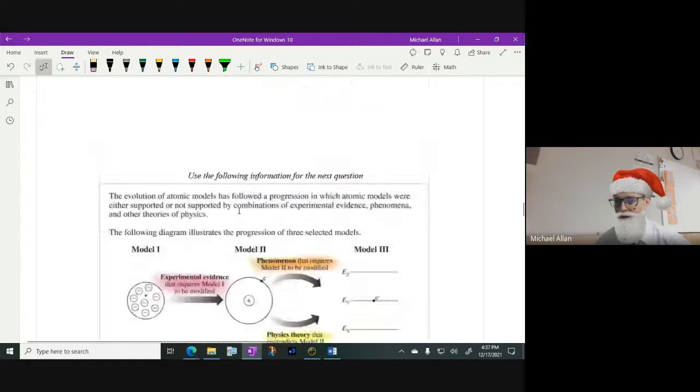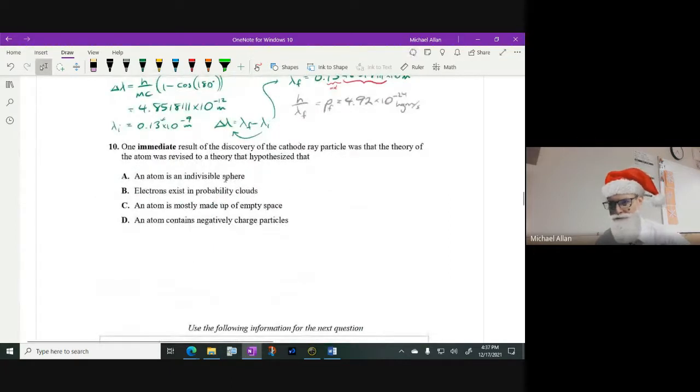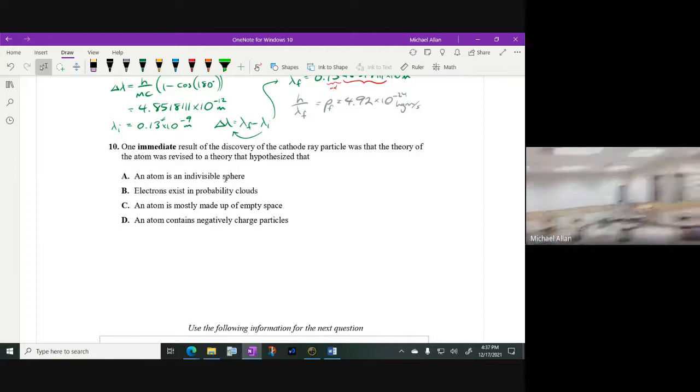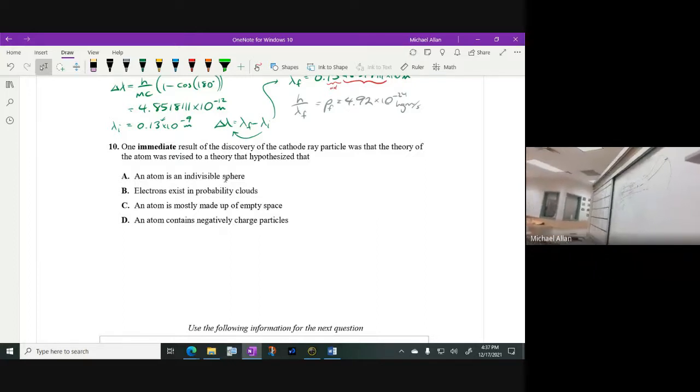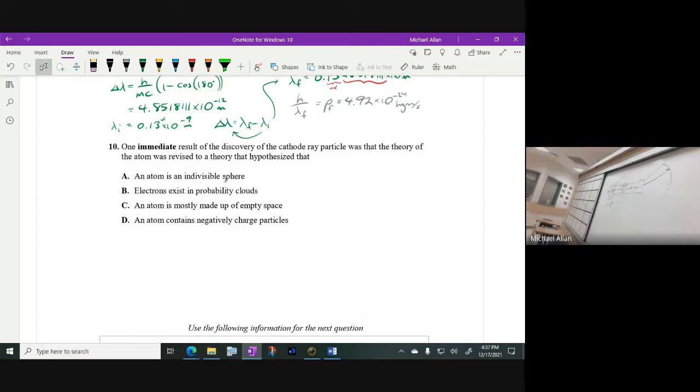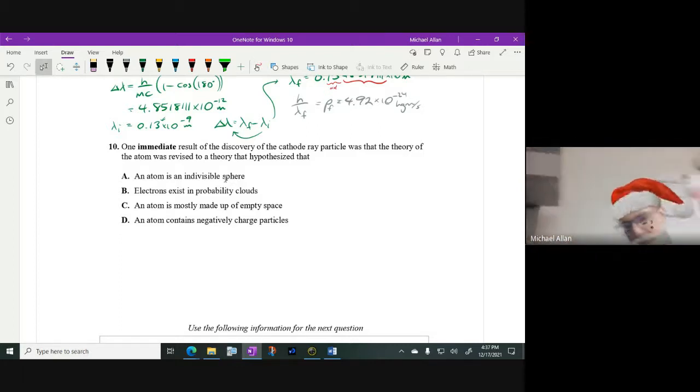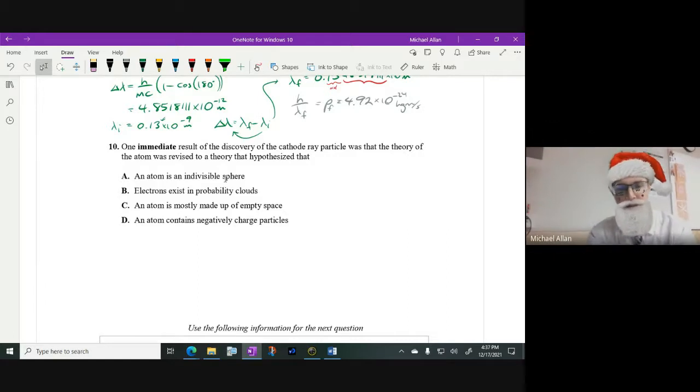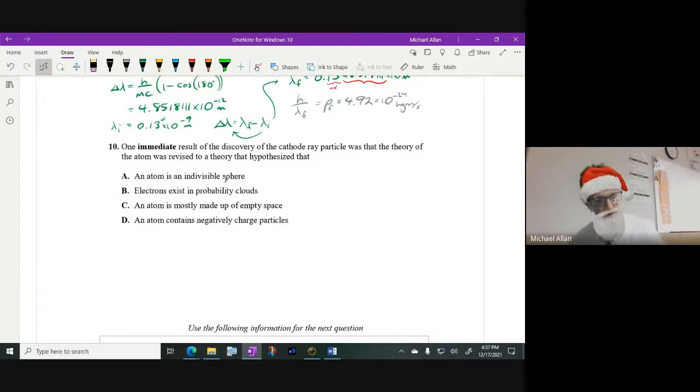Okay, the next couple of questions here talk about history and theory. One immediate result of the discovery of the cathode ray particle was that the theory of the atom was revised to a theory that hypothesized... And this is using that picture there, right? That's a cathode ray. What did that discover for J.J. Thomson? Yeah, this is J.J. Thomson, because he was the one doing this. So this discovered that the atom is not indivisible.